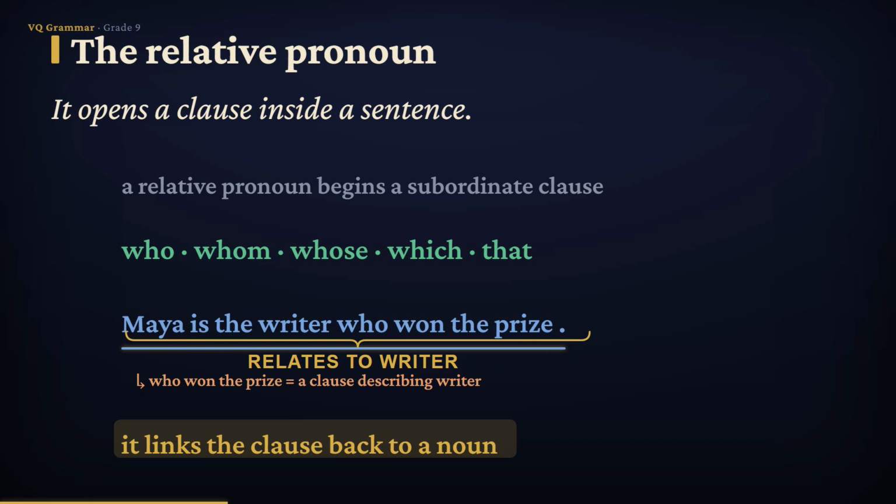There are longer forms too, like whoever, whomever, whatever, and whichever. But who, whom, whose, which, and that are the everyday 5.